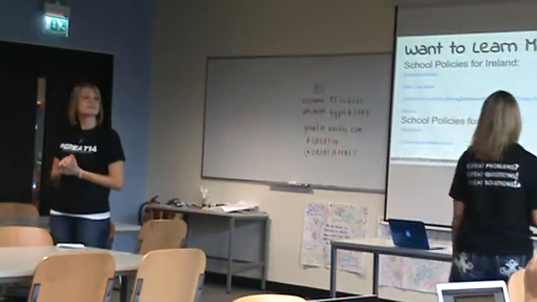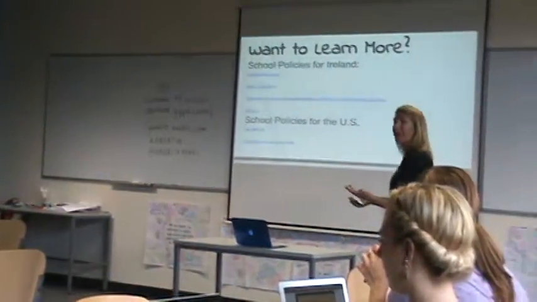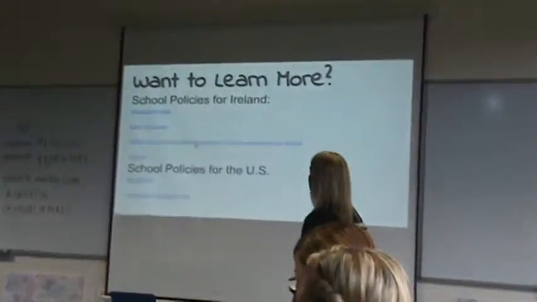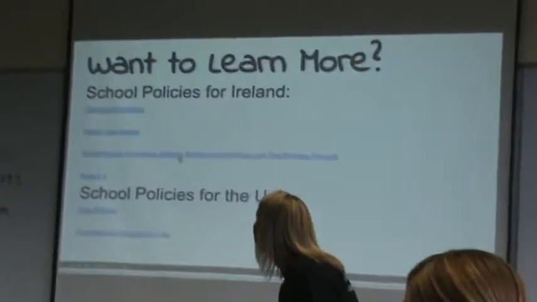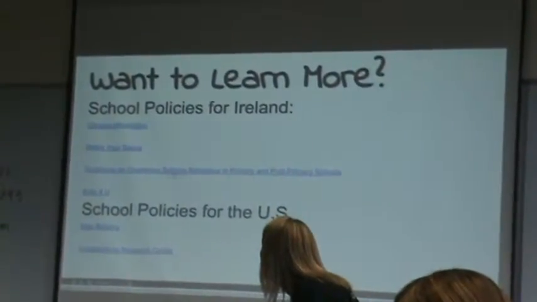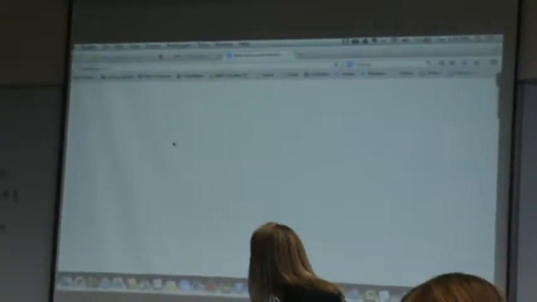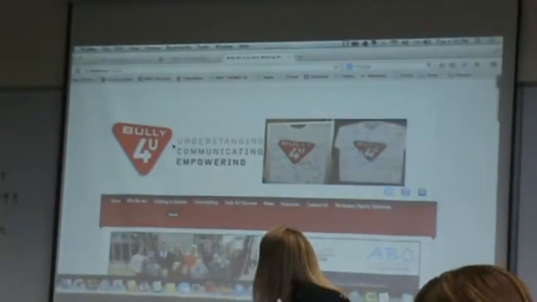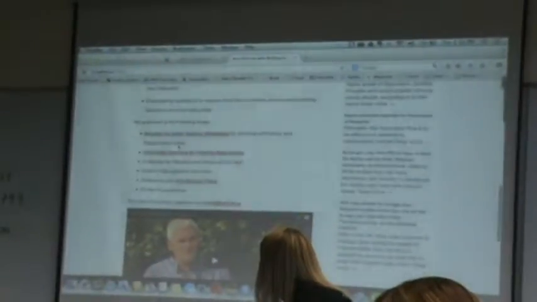We also now have some resources for those who want to learn more. Since we're in Ireland, we found some sites for Ireland as well as the U.S. We have Citizens Inform, Watch Your Space, guidelines for bullying behavior in primary and post-primary, and we have Bullying for You. Bullying for You is a site that, if you would like to create an anti-bullying group, gives you lots of information here. Tells you what to do.